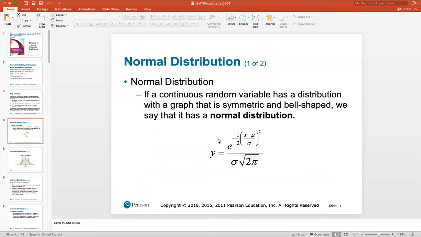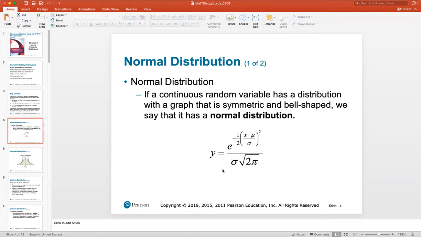First, we need to learn about the normal distribution. A normal distribution is described by a formula like this. Here, y represents the probability corresponding to the random variable x. x represents the value of the continuous random variable in the normal distribution, and y represents the probability corresponding to that value x. Mu is the mean, and sigma is the standard deviation. I know it's really complicated, but don't worry, you don't have to memorize it. We're definitely going to use a calculator to find the probability.